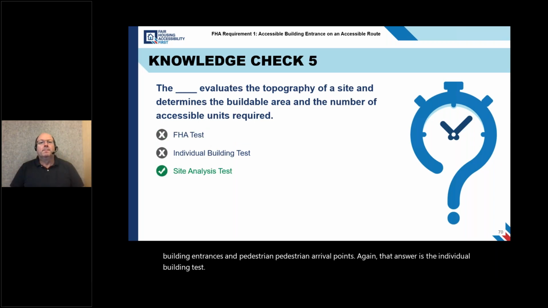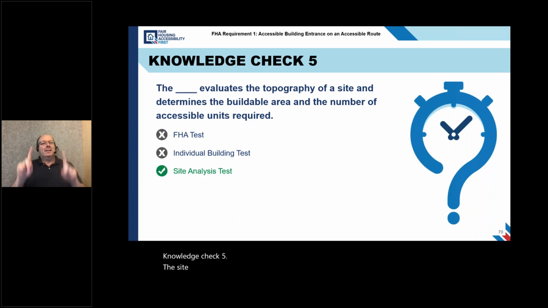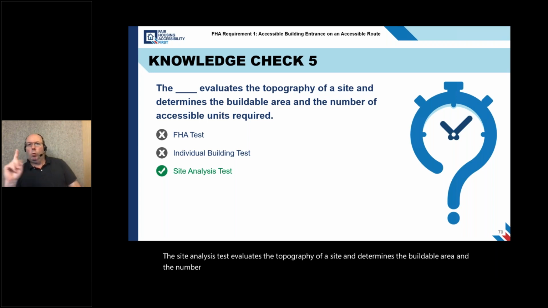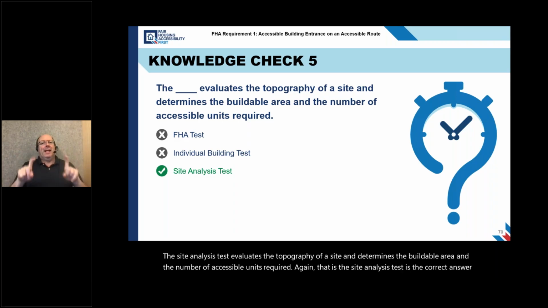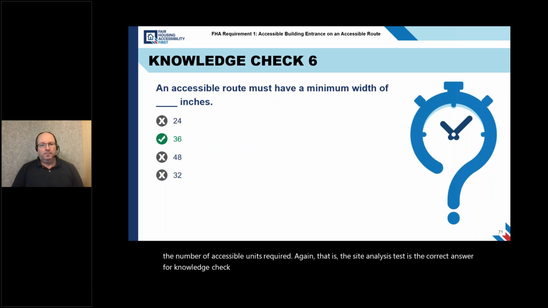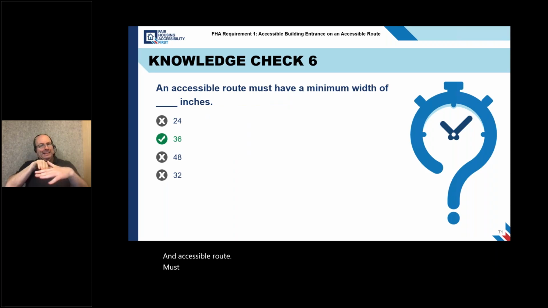Knowledge check 5. The site analysis test evaluates the topography of a site and determines the buildable area and the number of accessible units required. Again, that is the site analysis test is the correct answer for knowledge check 5. Knowledge check 6. An accessible route must have a minimum width of 36 inches. 36 is the correct answer.